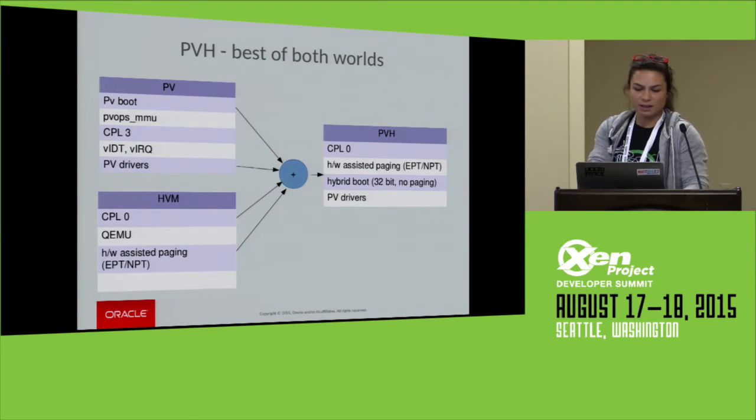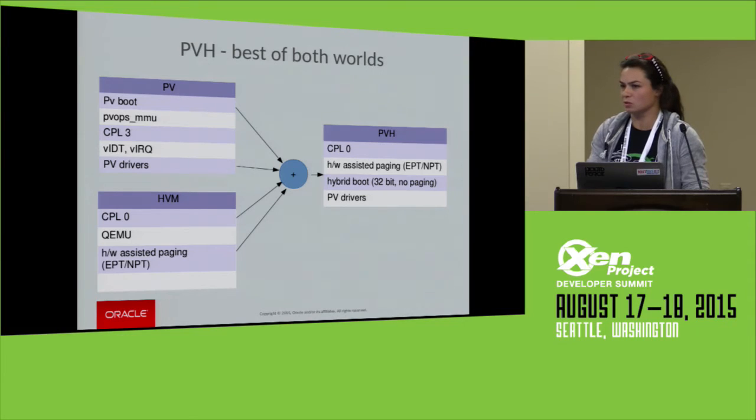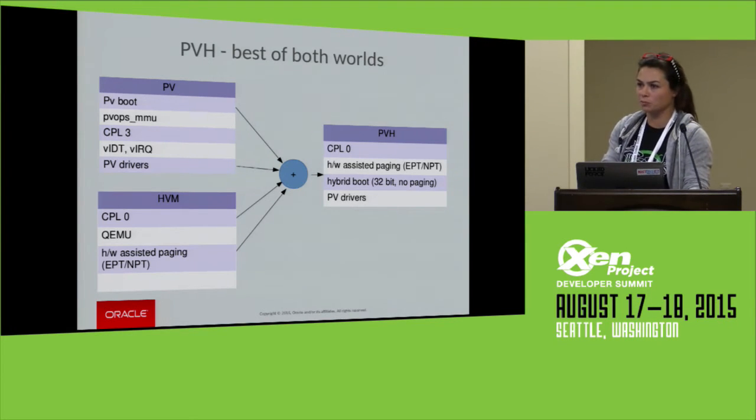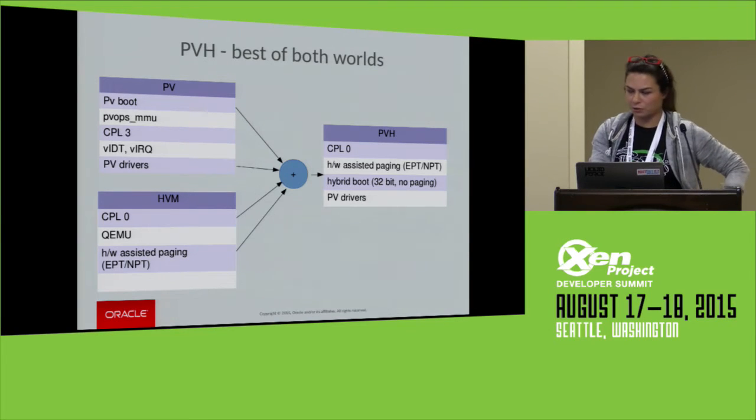So, taking all these good features of PV and HVM, this is the recipe for PVH. Completely disable emulation and run in CPL0, so we get rid of slow 64-bit system calls. Let's also disable PVOps paths whenever possible, and use maybe a limited number of HVM hypercalls. And we have a faster, better guest.